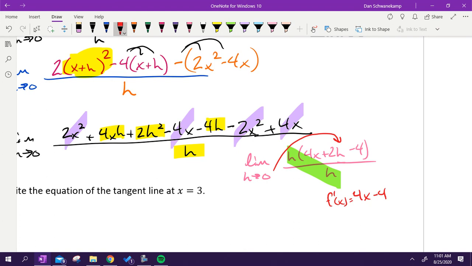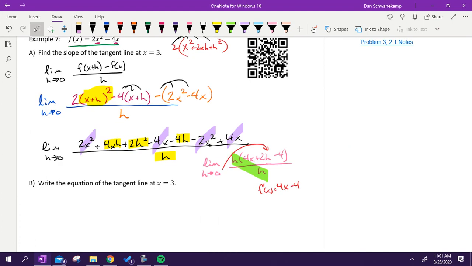So the question was, that wasn't the question. The question was find the slope of the tangent line at 3. So what do I need to do if I want to find the slope of the tangent line at 3? Plug in 3. So I'm really going to find f prime at 3.